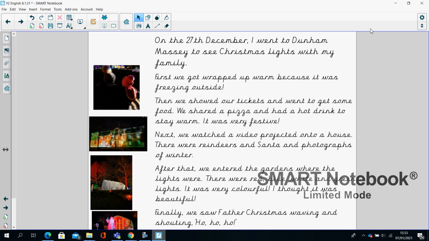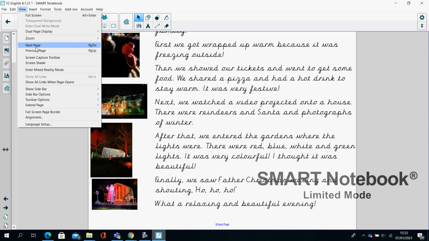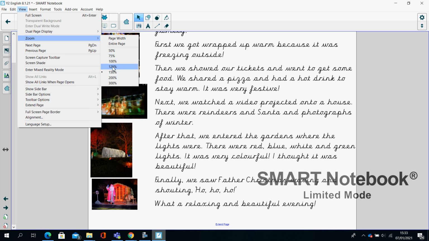After that, we entered the gardens where the lights were. There were red, blue, white, and green lights. It was very colourful. I thought it was beautiful. Finally, we saw Father Christmas waving and shouting, "Ho, ho, ho." What a relaxing and beautiful evening. So, can you pause the video and tell someone that you are with what features you can see?